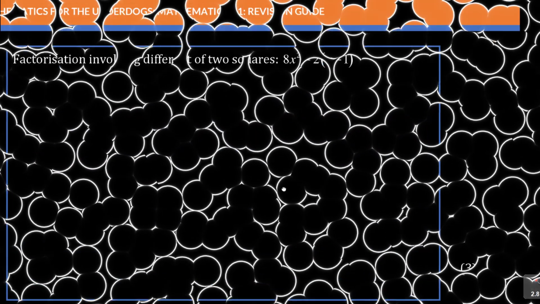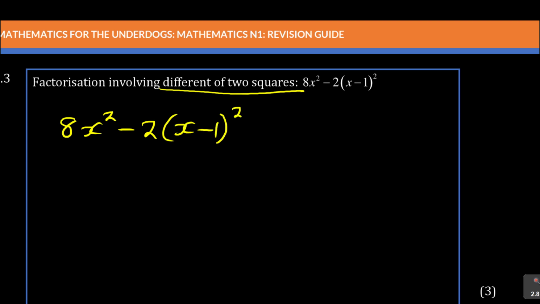It's another difference of two squares also. Look at this question. They are saying here, factorize the following difference of two squares. So they've said 8x squared minus 2 and then x minus 1. Then there is a square. You need to be careful of such.